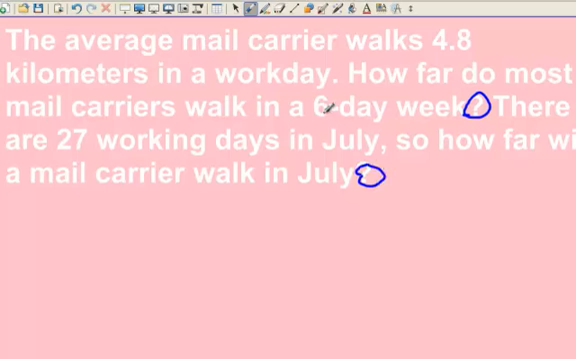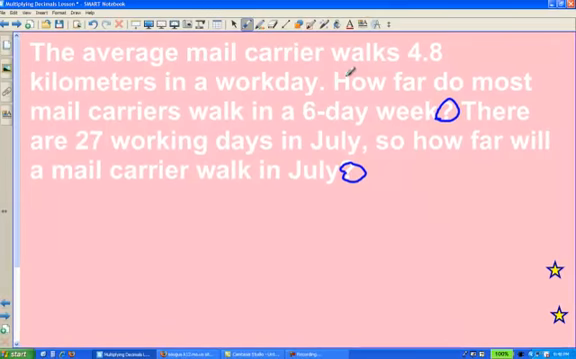The first one says there's a 6-day week, and in 1 day they do 4.8 kilometers. So I do 4.8 times 6. I get 48. I'm going to carry the 4. 4 times 6, 24. Plus 4 is 28. And I move it over only 1 place here, so it's 28.8. And then the next question says there are 27 working days. So I'm going to multiply 27 times 4.8. Doesn't matter which number goes on the top or the bottom.